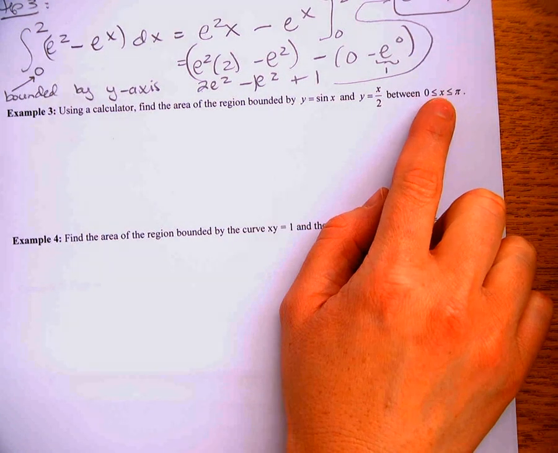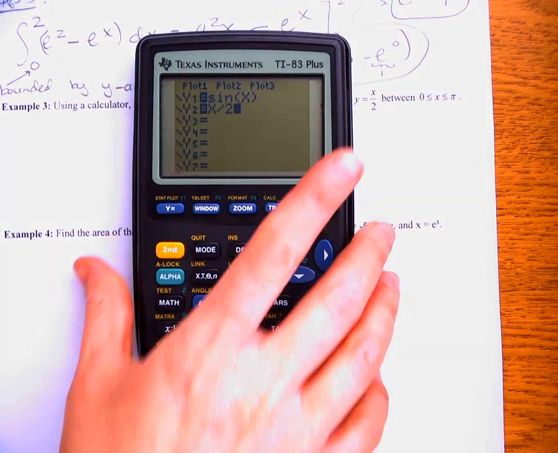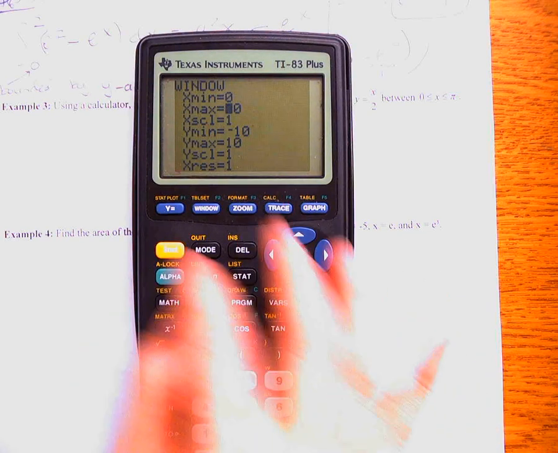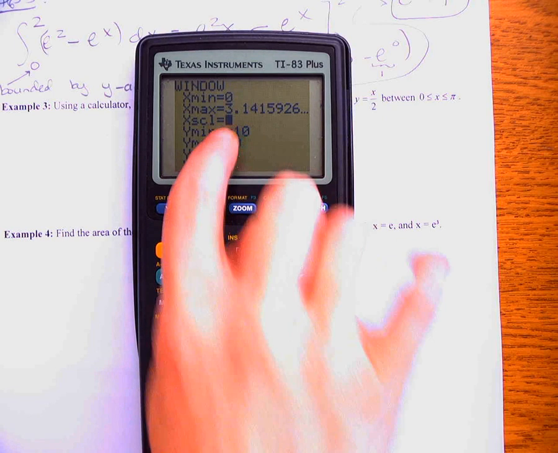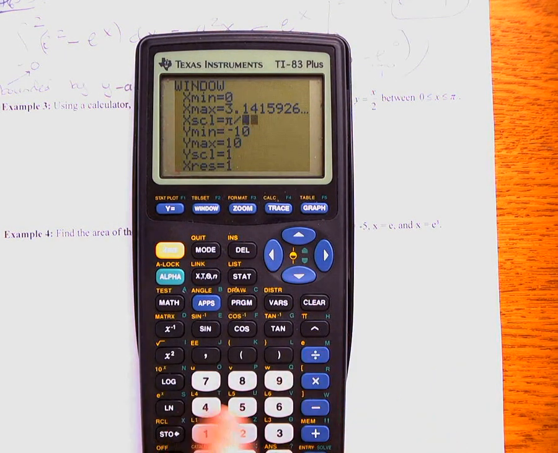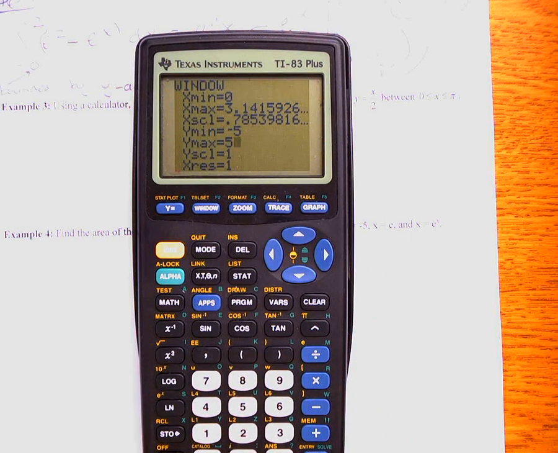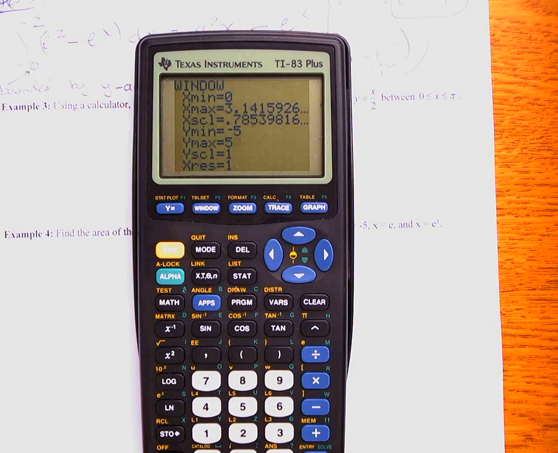And notice it's just between 0 and pi. So I'm going to make my window match that, because that really helps. Finding points of intersection really helps when you're just looking at the interval from 0 to pi. And when I do that, I like to make my scale for x go by pi over 4s. And I'm going to shrink the y down a little bit, because when you're dealing with trig functions, they never get bigger than 1 or lower than -1. So it's nice to kind of shrink the y min and max a little bit. So here I have it going from -5 to 5.